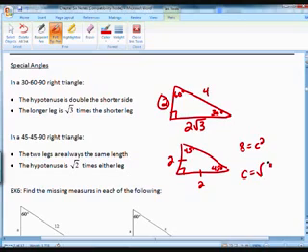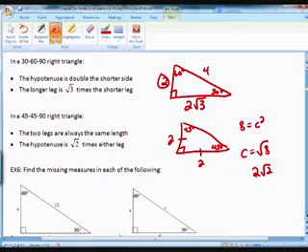So c would be the square root of 8, which again can split into the square root of 4 times the square root of 2. The hypotenuse is always the square root of 2 times either leg, every time.